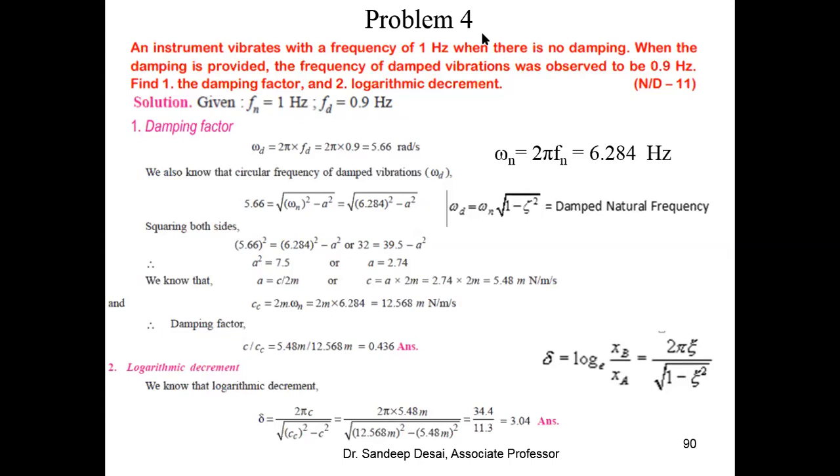What I was saying is, if you are very clear with the concepts, then you will understand what is given in the problem, what is to be determined, and if you know the methodology, you can use that methodology and solve the problem for unknowns. Now in this particular problem, unknowns are damping factor zeta and logarithmic decrement delta. So you'll be able to calculate zeta, that is damping factor or damping ratio, and logarithmic decrement.